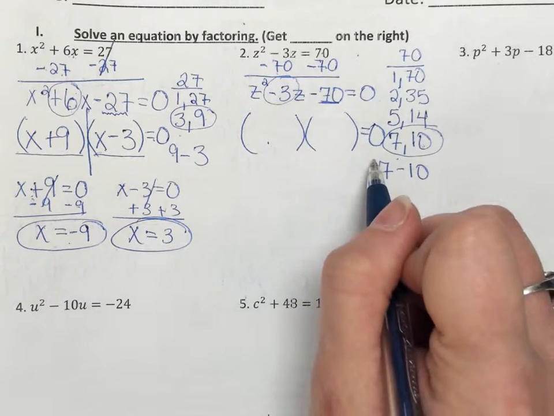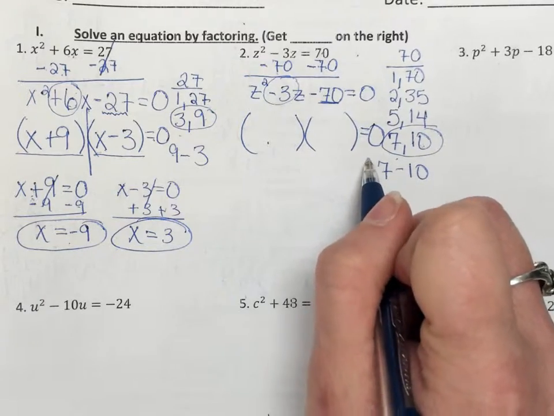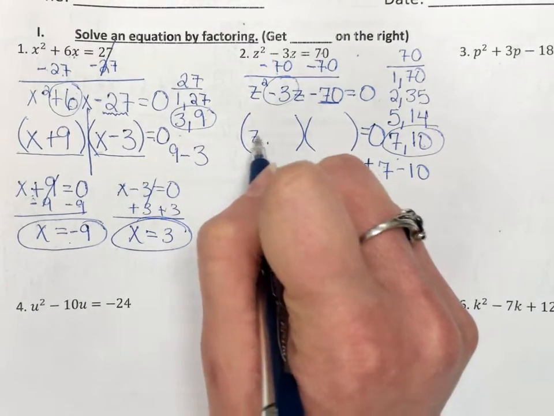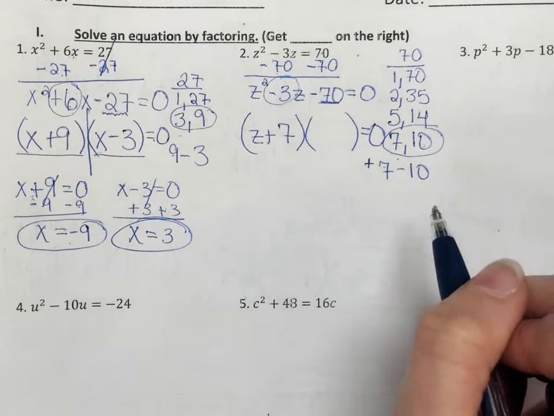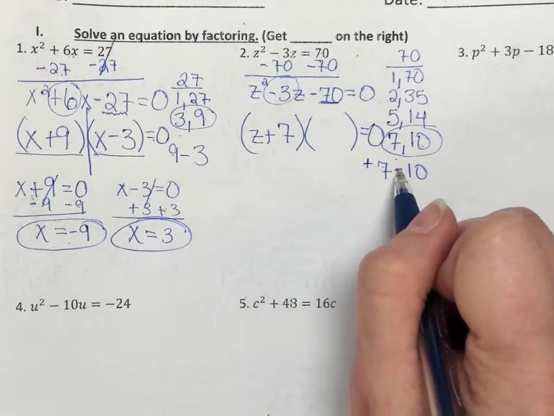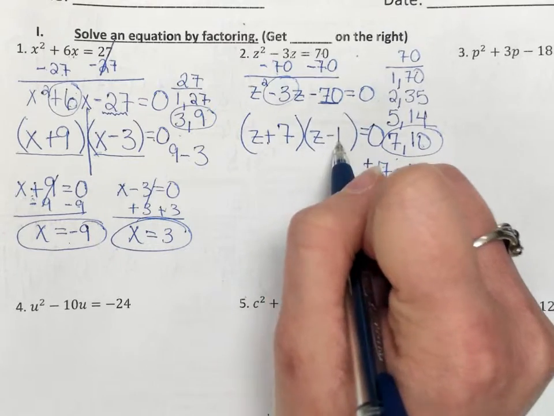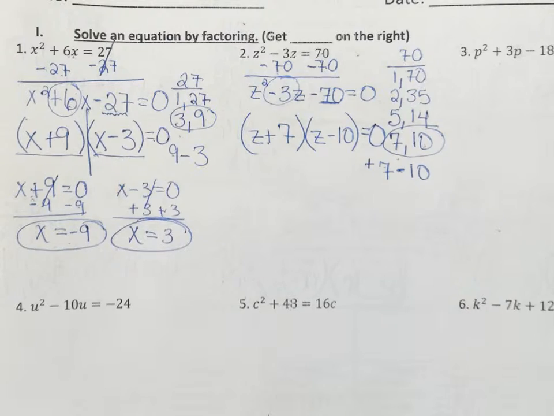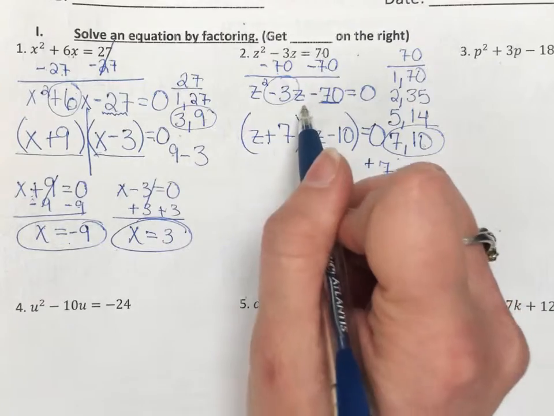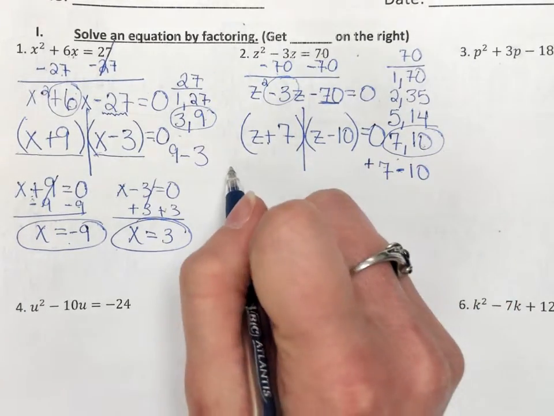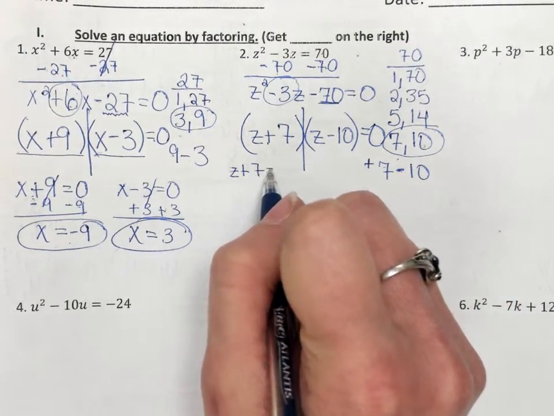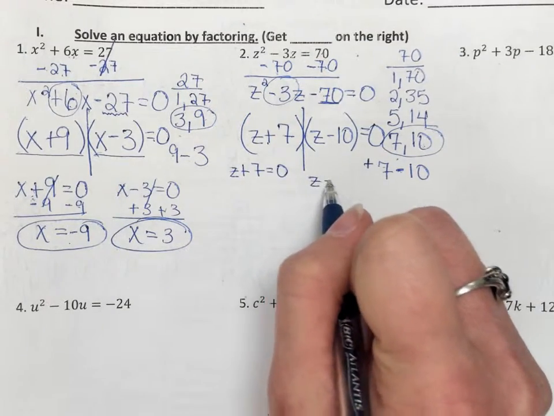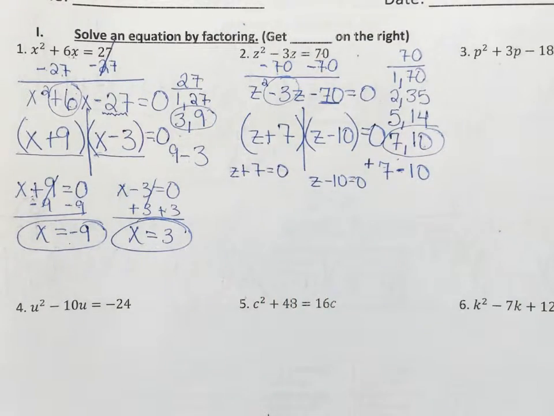All right, what kind of 7 is this? That's a positive 7. What kind of 10 is this? Negative. All right, here we go. Because it's equal to 0, what can I do? Cut it right down the middle, right? So z plus 7 equals 0. Is it always going to be equal to 0? Yes, it has to be equal to 0. Always.